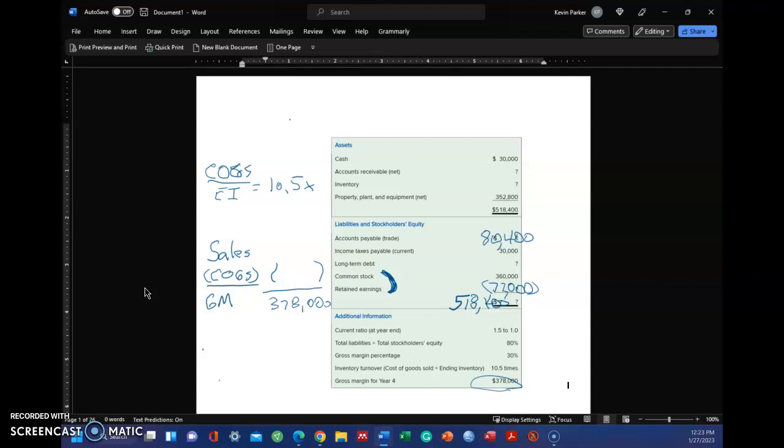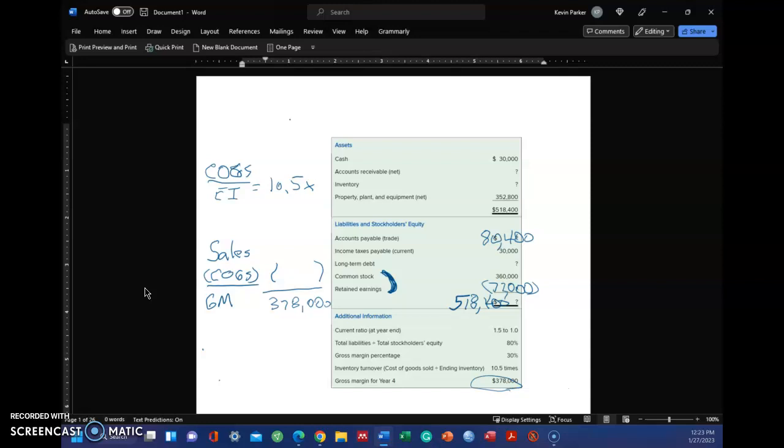So cost of goods sold divided by the ending inventory and then gross margin. So how do I get sales? Because I need to calculate cost of goods sold. So how do I get cost of goods sold? I need to calculate sales first. Okay. So before, I'm just going to write it. Well, dadgummit. Yeah, let's do it that way.